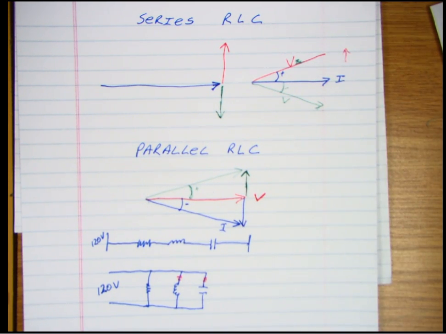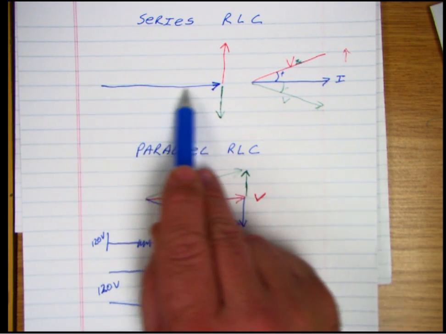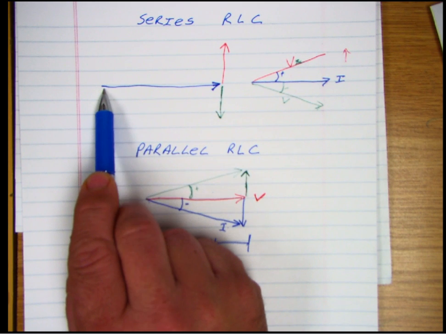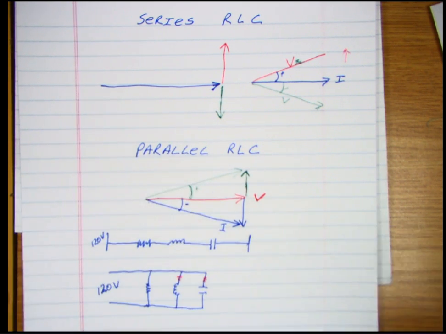When we drew our series RLCs, our resistive voltage drop was always on the horizontal, right? Because that's never going to change. The current through the resistive portion is always going to be directly in phase with the voltage, so that portion is always going to be on the horizontal.